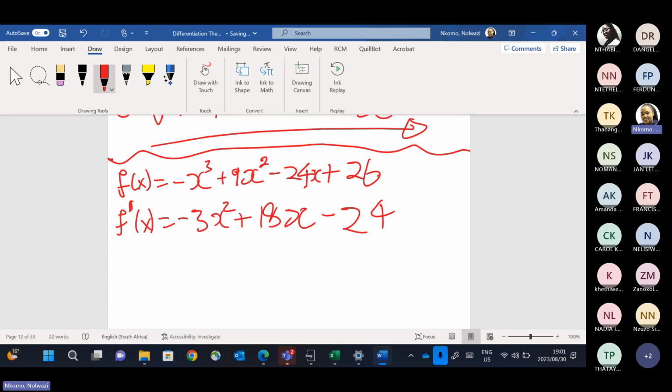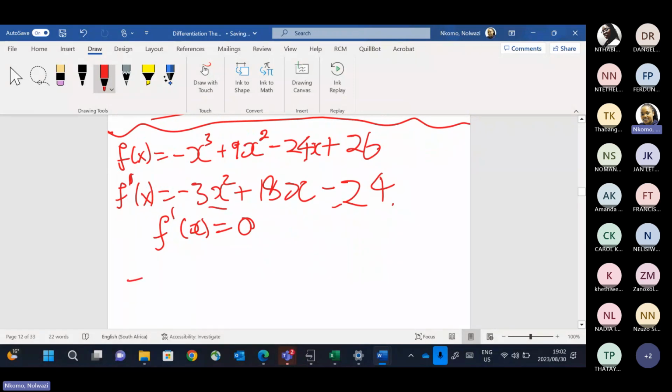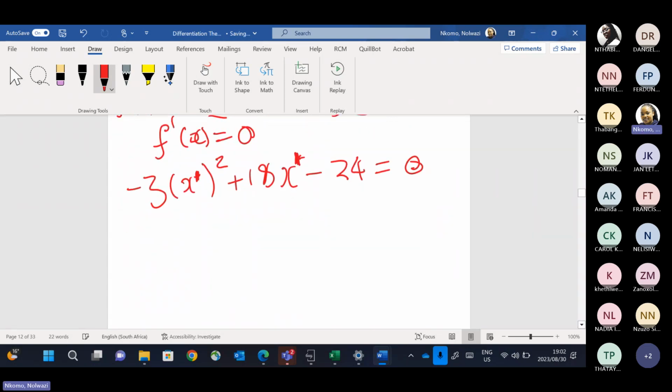The next part is to equate the first derivative to 0 and let the x there be an x star. So I'll say let f prime at x equals to 0. Meaning we let this to be 0. So we have minus 3 x star squared plus 18 x star minus 24 equals to 0, right? After equating your first derivative to 0, the next part is to solve for your x star, right?